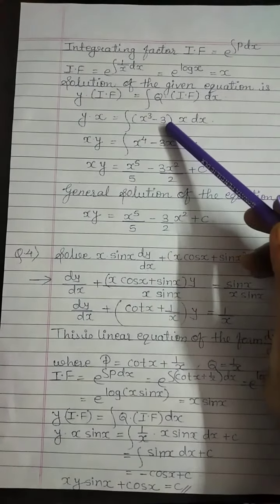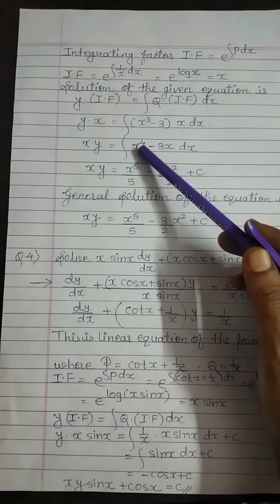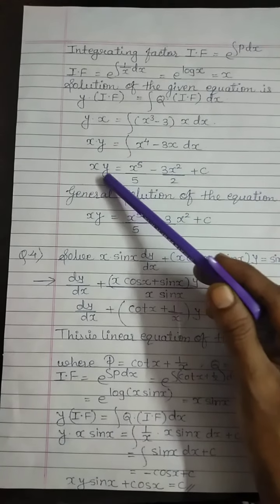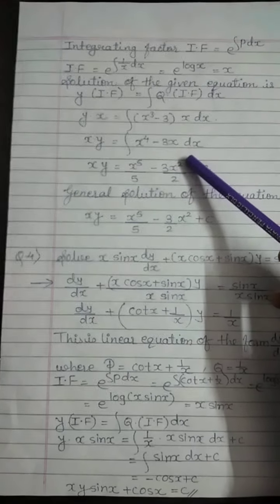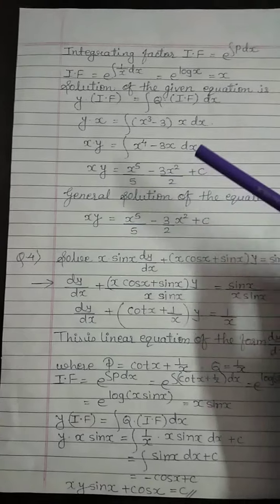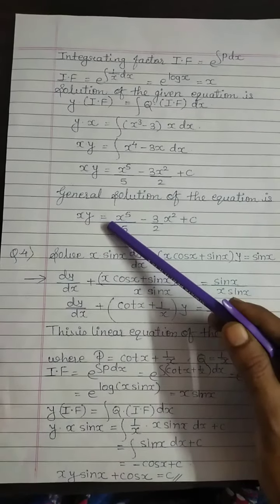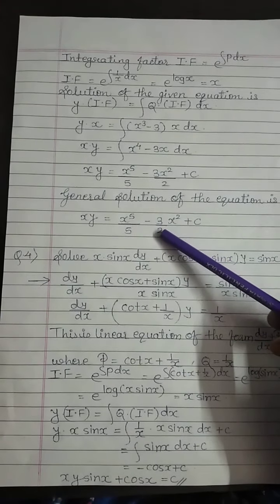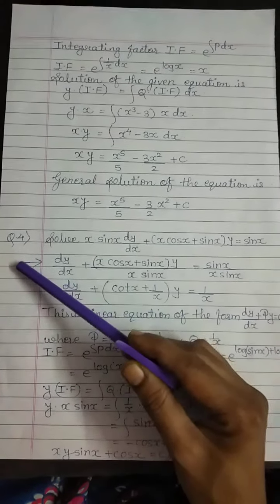Now multiply this bracket by the term x which is present outside. So we have integration of x raised to 4 minus 3x into dx. So we have xy is equal to x raised to 5 upon 5 minus 3x square upon 2 plus c by integrating this term. So the general solution of the equation is given by xy is equal to x raised to 5 upon 5 minus 3x square upon 2 plus c. Now question number 4.